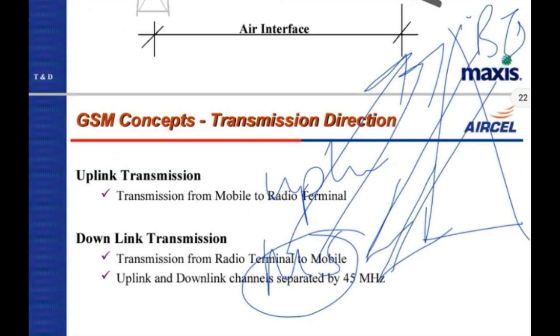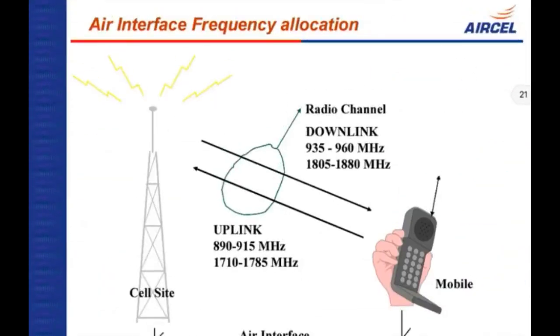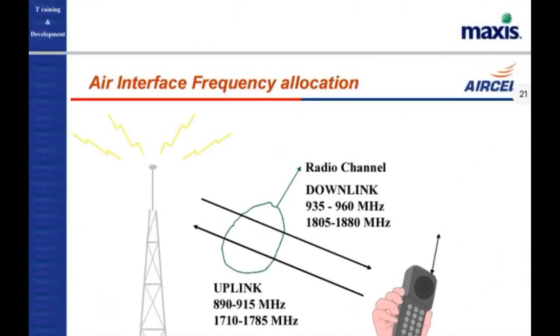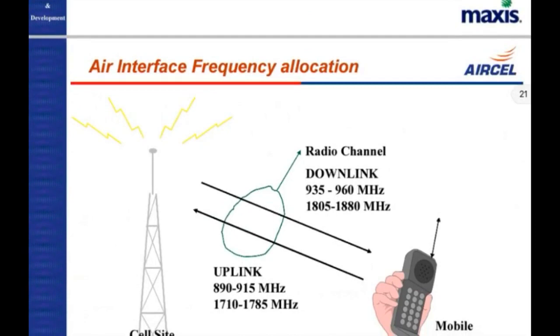And we are saying that now there is a separation of 45 megahertz between the uplink and the downlink channels. And look at this. Are these really 45? Oh yeah, from this to that. Look at between 935 and 890. So the lowest for uplink and the lowest for downlink, the difference is 45 megahertz.